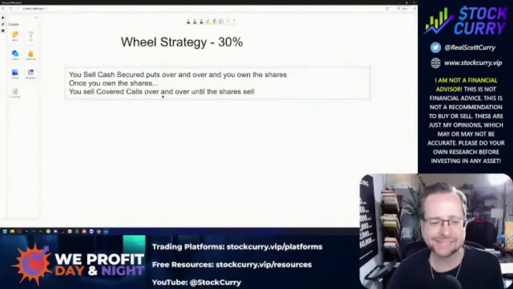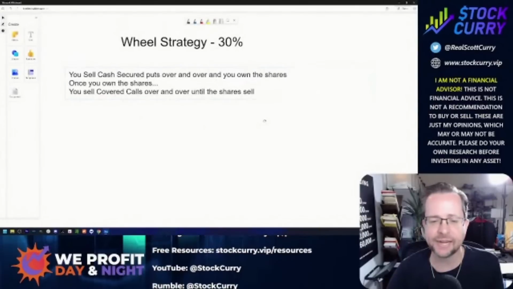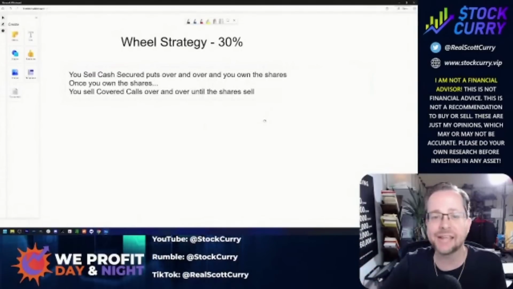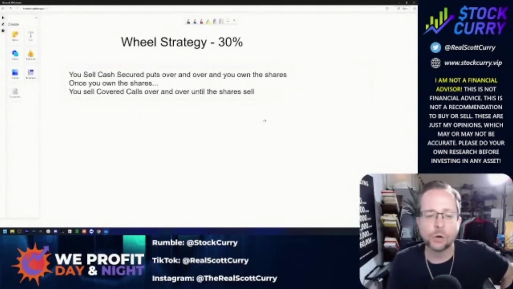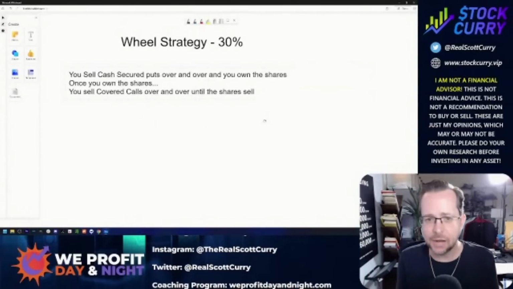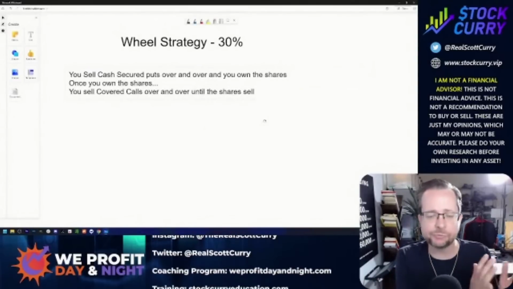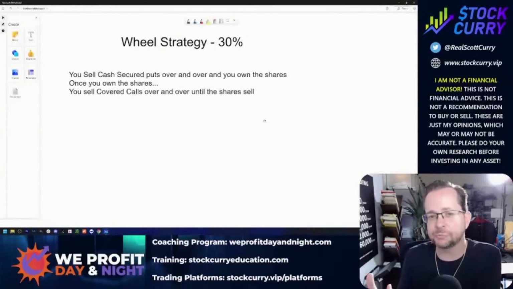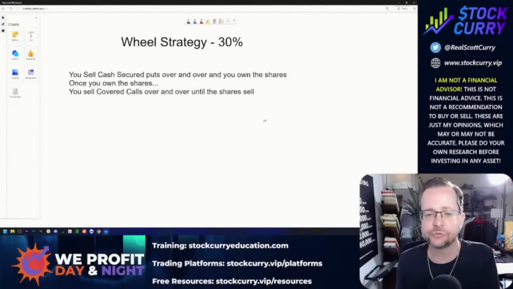Then you turn around and you sell covered calls over and over and over again. And now you're just making money until they actually sell. So what ends up happening is not only do you make the profit from the stock going up, but you also make all those premiums from all those cash secured puts you sold, and you make all those premiums from all those covered calls you sold.